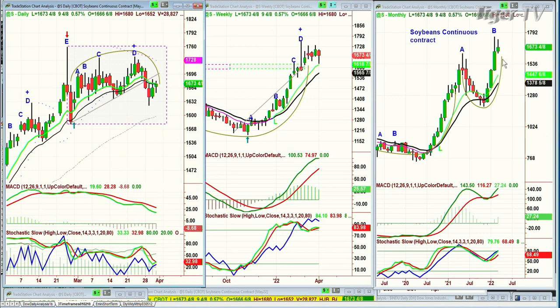Only a peak B, if today doesn't make a new high, which it won't. So it's a peak B in the monthly. You should still go to C and D. I'm going to get to that in a moment. Had a question about this.